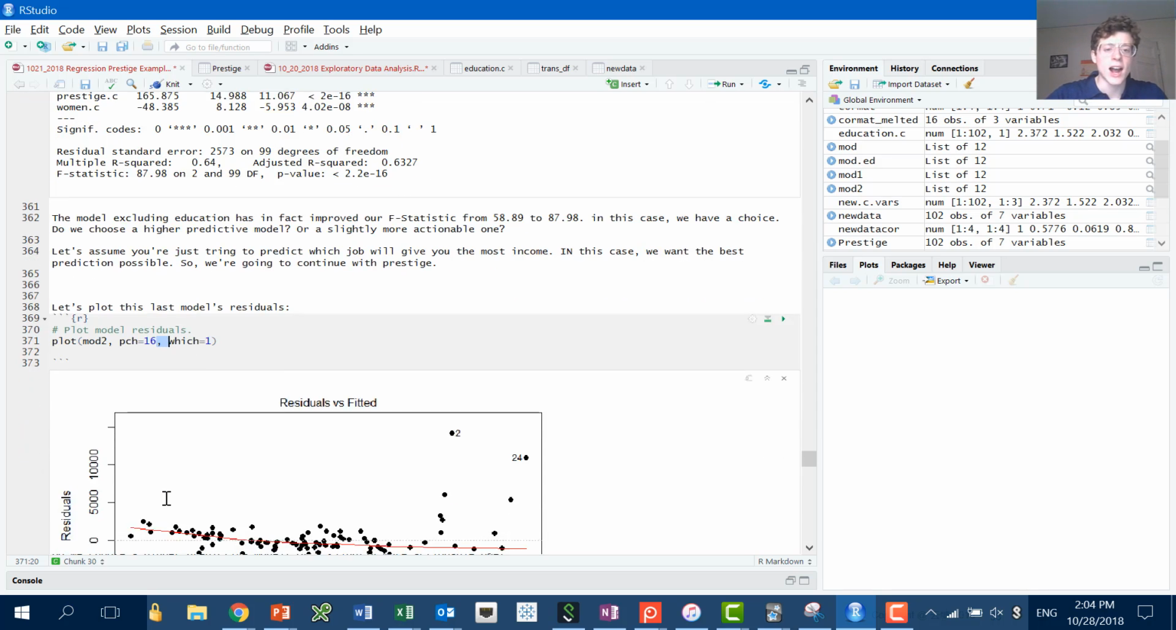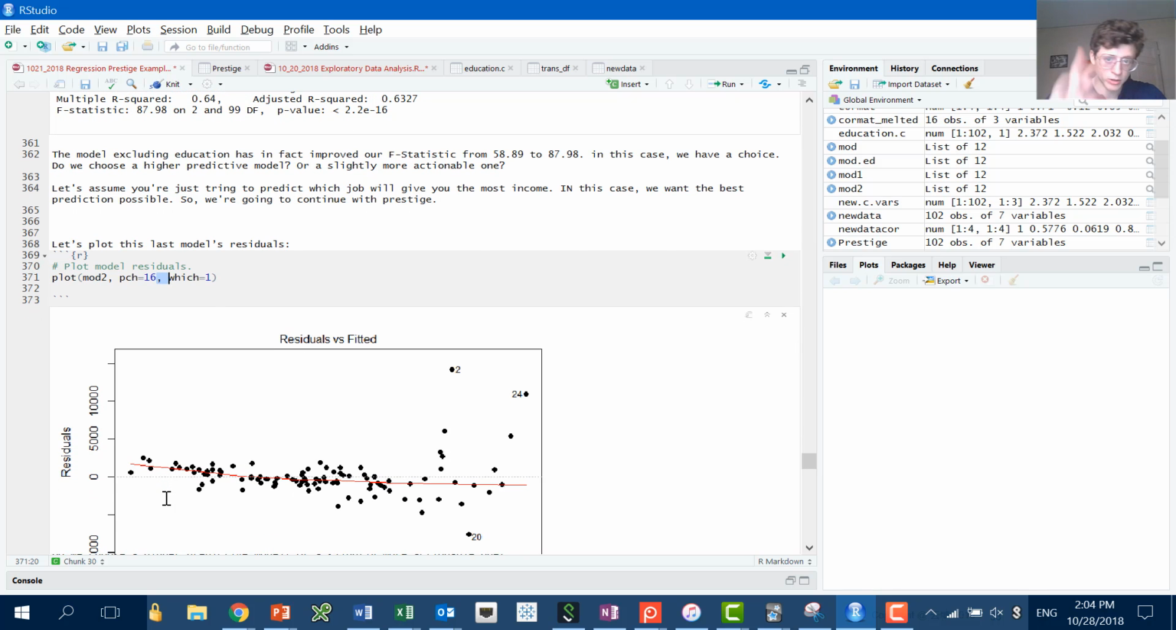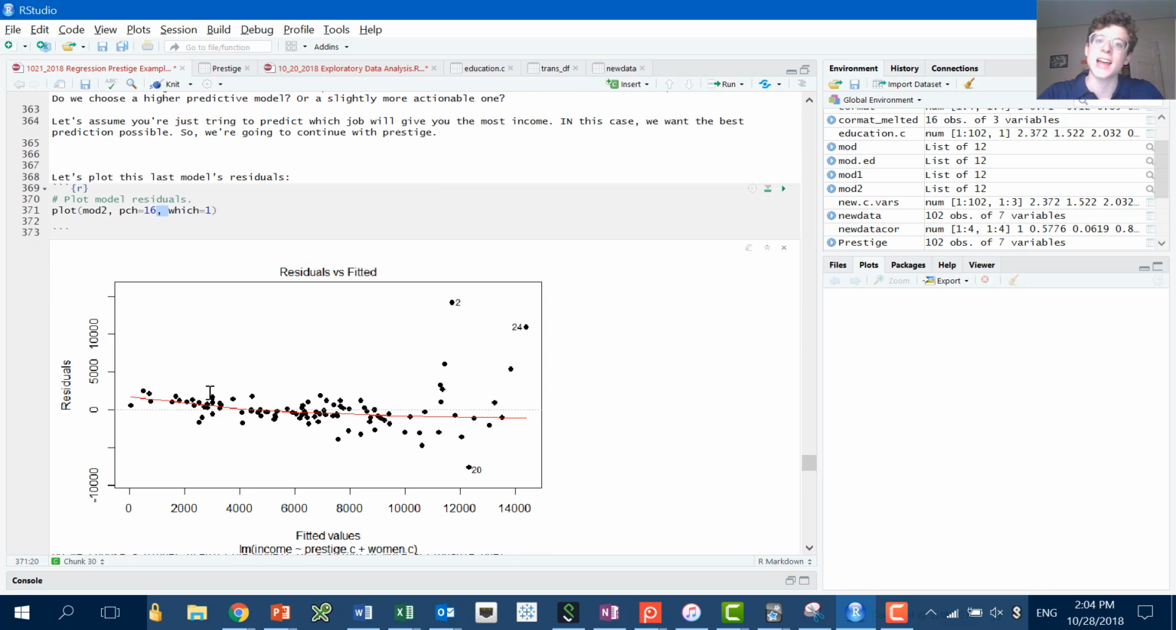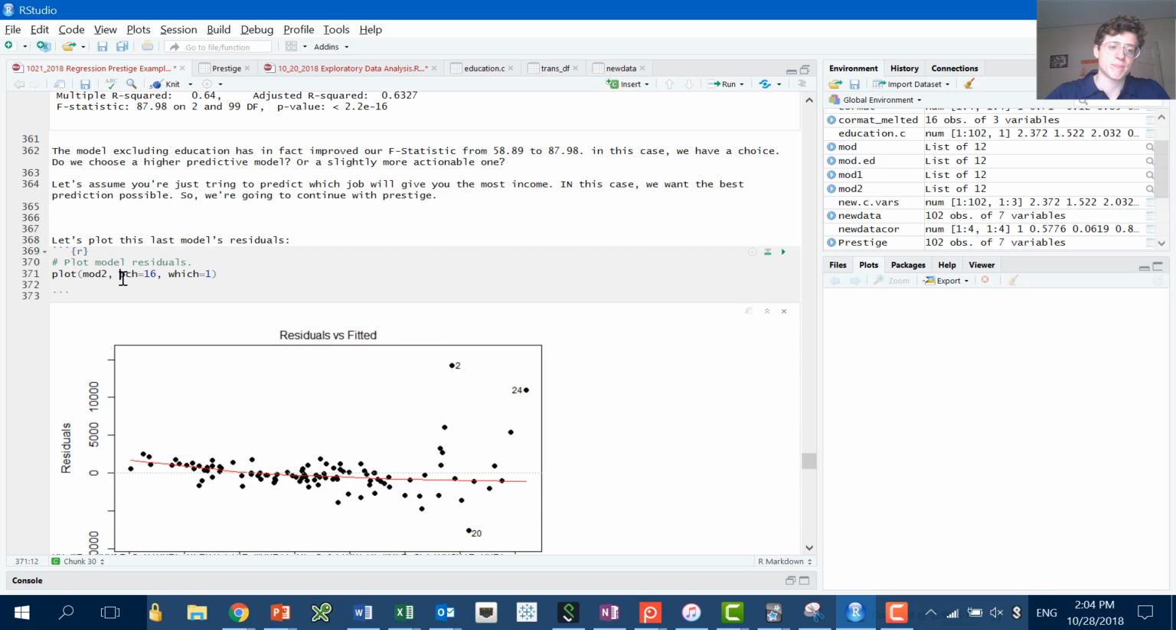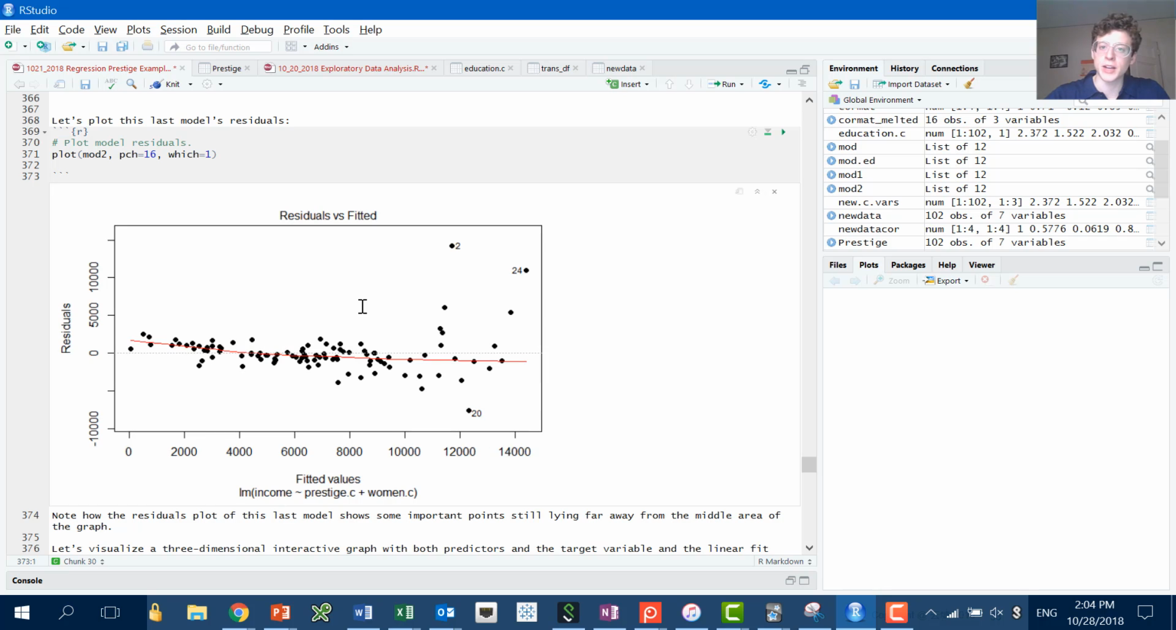And so in this case, I might even choose the worst model in terms of accuracy, because I think that education is more actionable. I can do more with it. But you might choose something opposite.